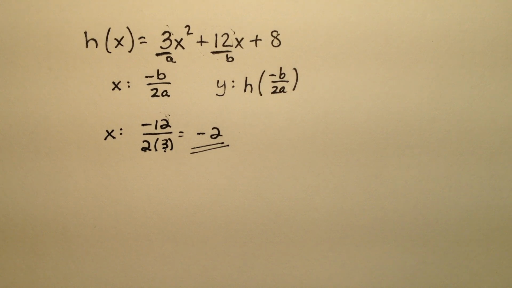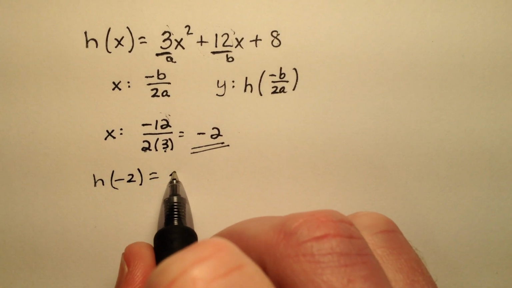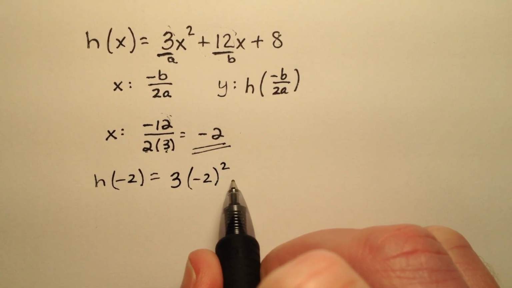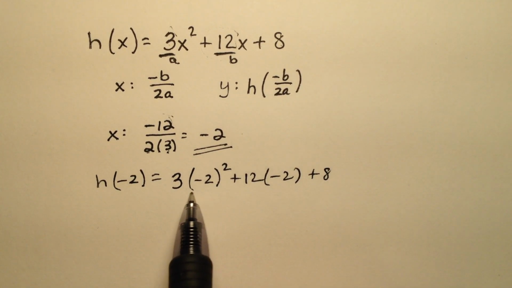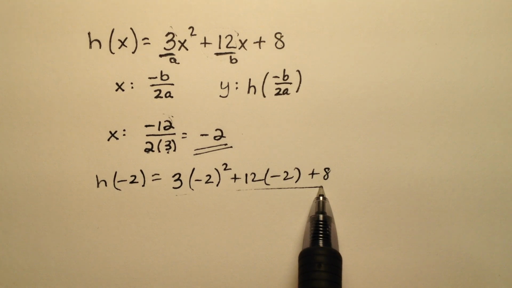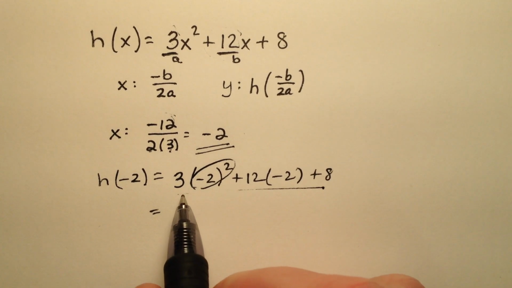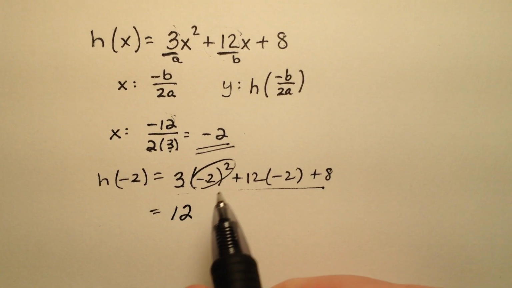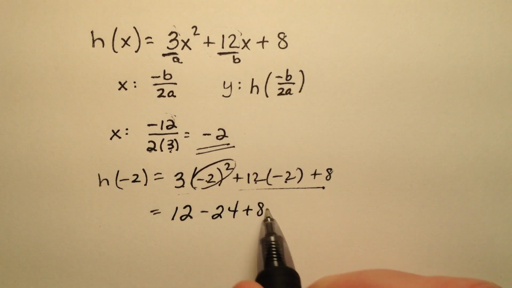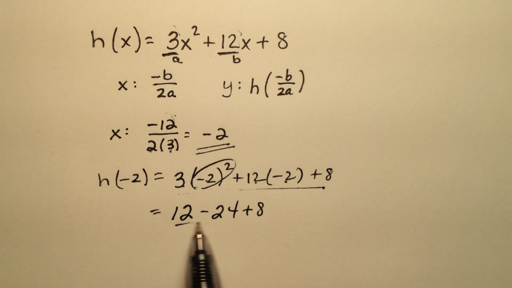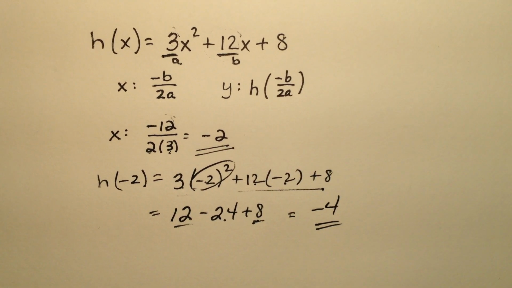So how can I go ahead and find that y value? Well, I'm going to go ahead and plug that negative 2 into my function. So 3 times negative 2 squared plus 12 times negative 2 plus 8. So when I go ahead and simplify this, then I'll have the y value for my vertex. So negative 2 squared is going to be 4, and 3 times 4 is 12. And then 12 times negative 2 will be negative 24 plus 8. So it looks like 12 and 8 make 20, and 20 minus 24 will be negative 4.